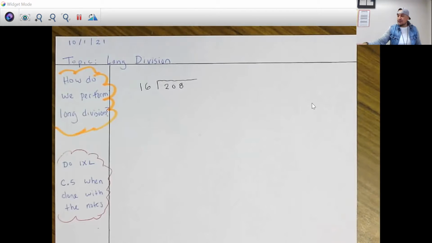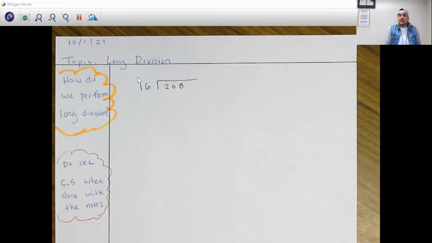All right, so welcome back. Hopefully you've written everything down. And let's start to talk about this, okay? As far as the steps right now, here's the challenging part, right? It's hard to think of a number that we can multiply by 16 to give us 208, right? So let's not start there. Let's start with 16 divided into 20.